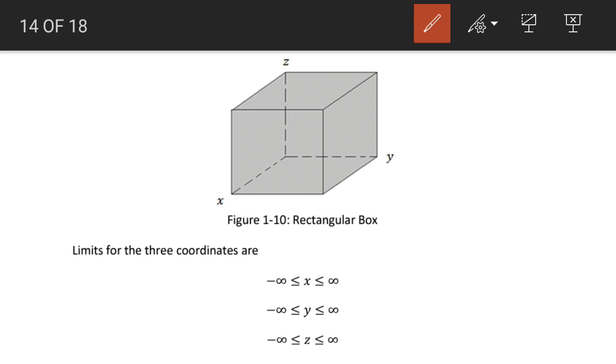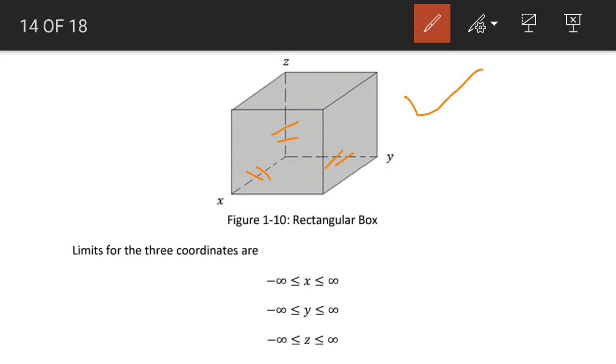So, in the rectangular coordinate system, we assume that our three-dimensional space is in the form of a rectangular box. You can see the rectangular box in figure number 10. Here is the x coordinate, here is the y coordinate, and here is the z coordinate. So we assume that this three-dimensional space is in the form of a rectangular box.